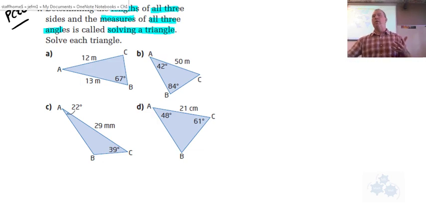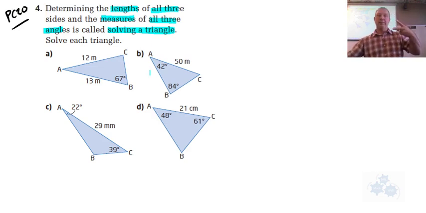Right now, we know a few things, right? If it's a right triangle, we can use sine, cos, or tan to find angles or sides. These ones aren't right triangles. But we also know that angles of a triangle have to add up to what? 180 degrees. So if we're given 2 angles, like in B here, the first thing that comes to my mind is I can find C. 180 minus 42 minus 84. That gives me C. So we know those 2 things.